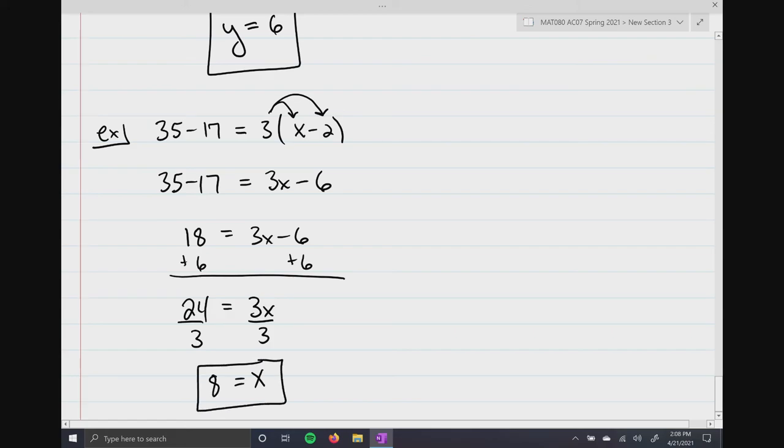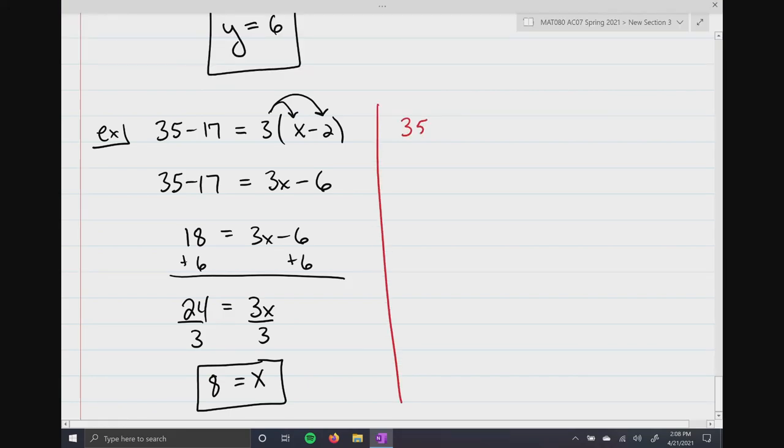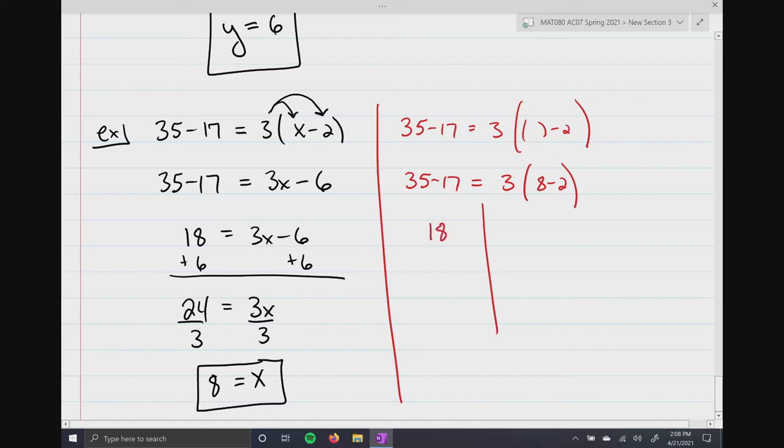Now, once again, if you wanted to, you could check yourself. All you have to do is take your answer, substitute it back into the original problem, and what I like to do is rewrite it so wherever I see the variable x, I put parentheses first, and then I make my substitution. As long as my answer is good, we should get the same thing on both sides. On the left-hand side, we get 18. On the right-hand side, 8 minus 2 is 6, and 3 times 6 is also 18.